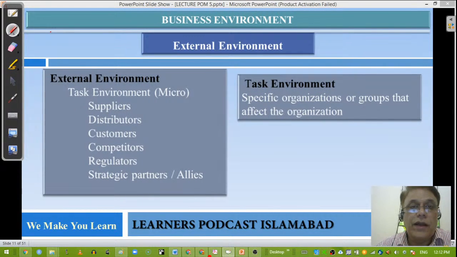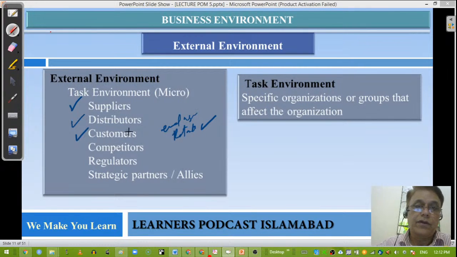So you have the suppliers, and the distributors who distribute the goods to the final consumers or the customers. The customers may be the end users, or they may be businessmen like retailers who are further selling it to the end users. So the customers are purchasing your products for further selling or for consuming.